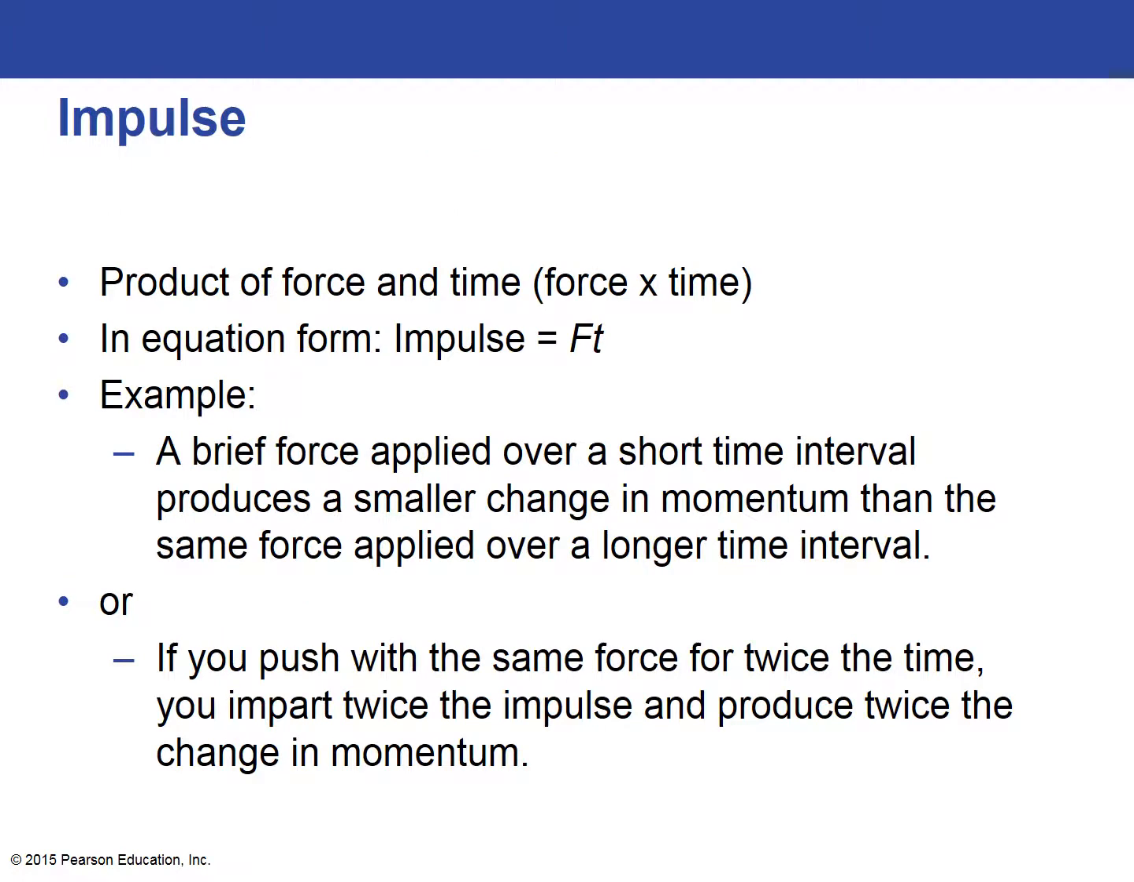Now, as this slide shows, we can define a new quantity, which we call the impulse. It is equal to the product of the force applied to an object times the time duration for which that force is applied. So in equation form, we would just write it as F times T, and it will have units of Newton seconds, or Newtons times seconds.